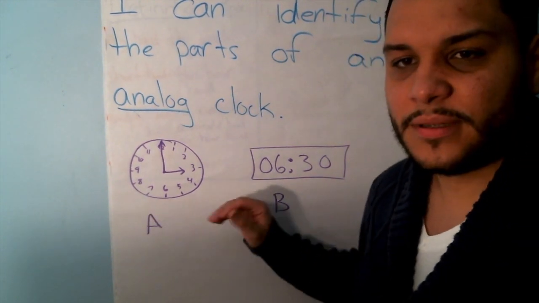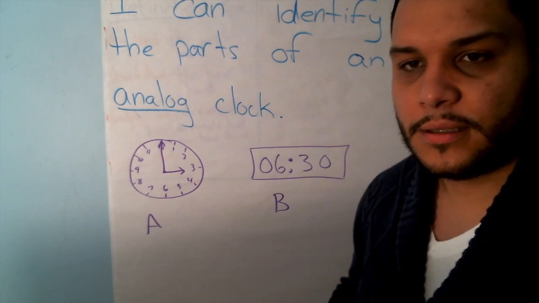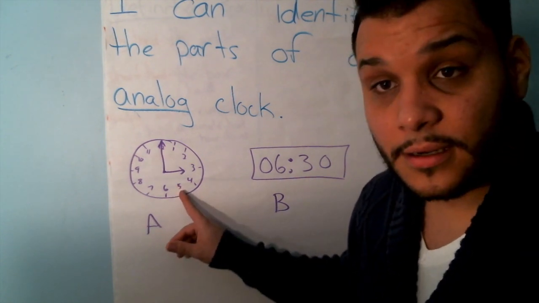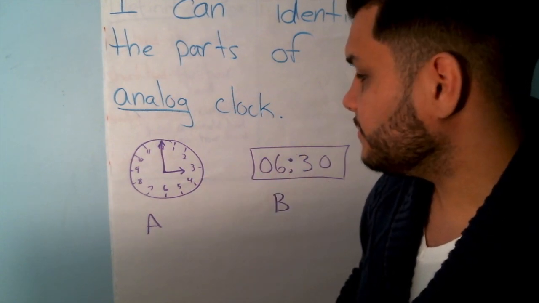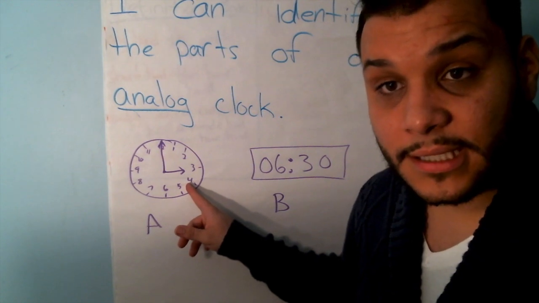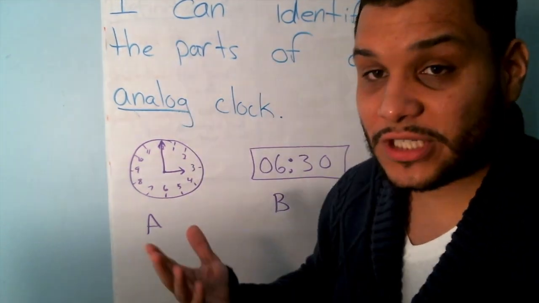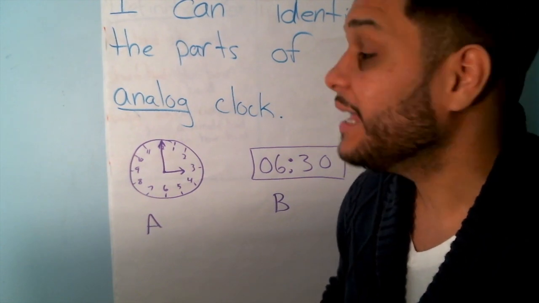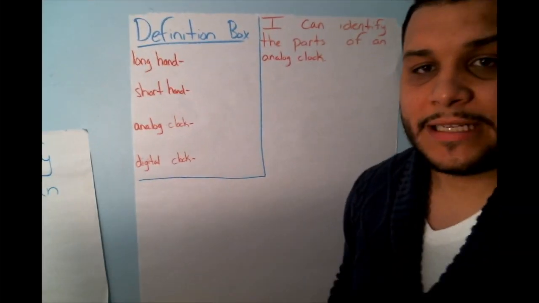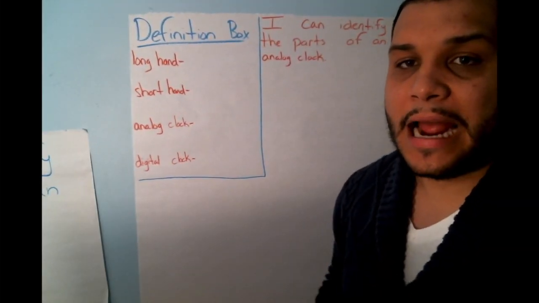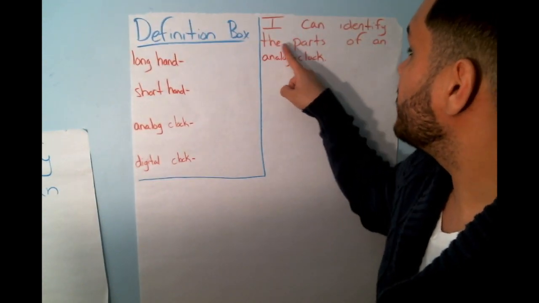What shape is my analog clock in? A sphere? No, we know a sphere is a 3D shape. Is this a square? Okay. Mr. Nieves just forgot because he hasn't been in school so long. Yes, this is a circle. Awesome. So as mentioned before, we said that today our I can statement is I can identify the parts of an analog clock.